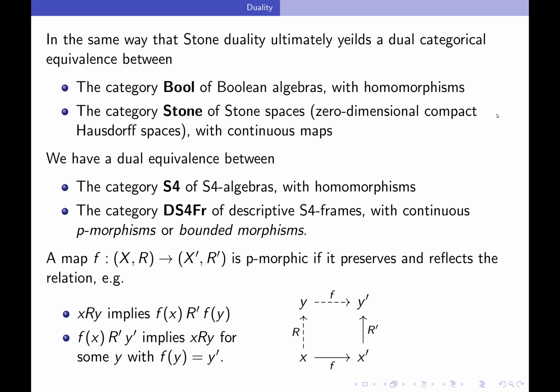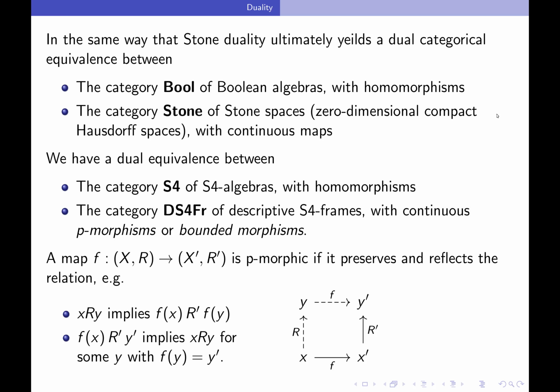What are the morphisms in that category? Well, obviously they should be continuous maps because the set has topological structure. They should also respect the relational structure, and the notion for that we call a p-morphism or a bounded morphism. Basically, a map like this is p-morphic if it preserves and reflects the relational structure, right? So if I have two related elements, they should map to related elements. And if I ever have these two solid arrows in the diagram, I can complete the square with the dotted arrows.